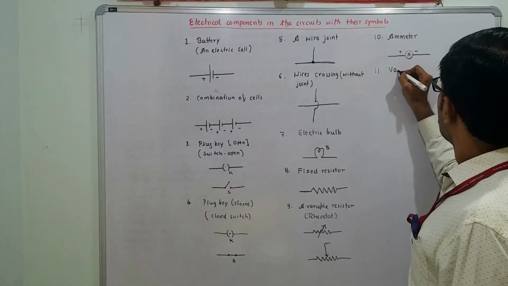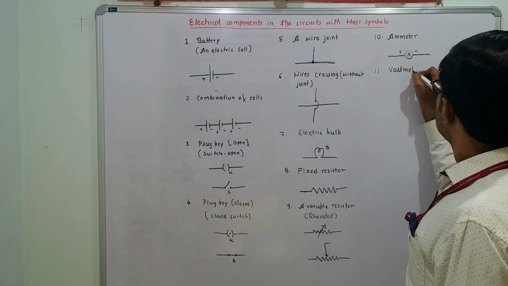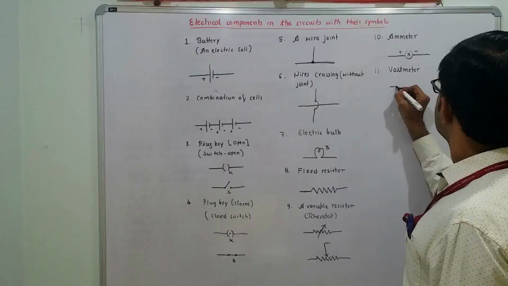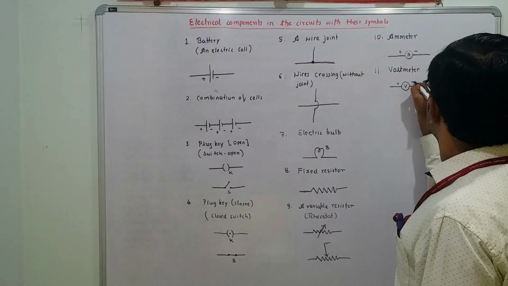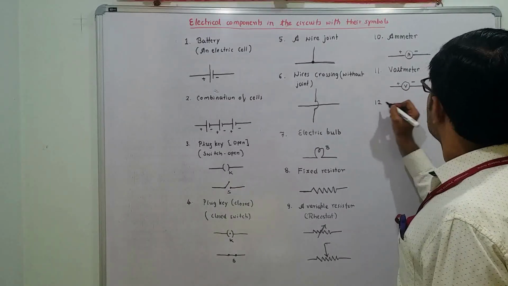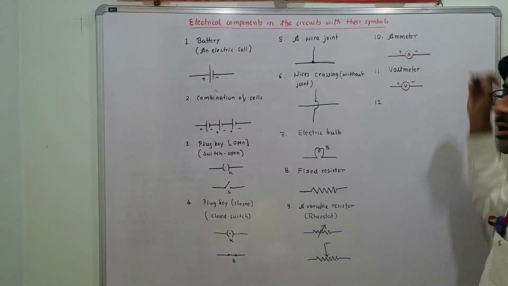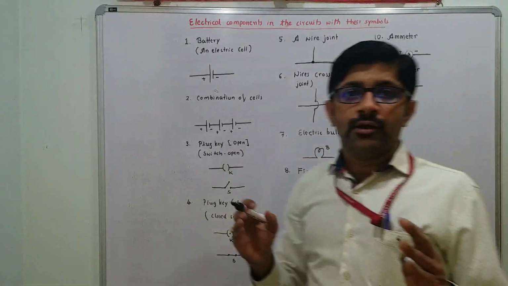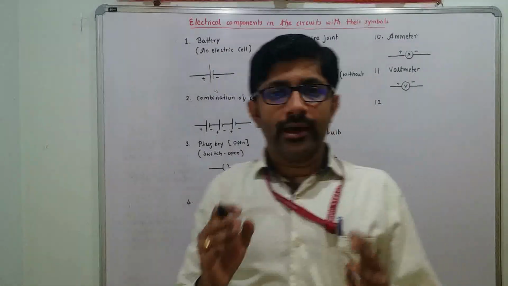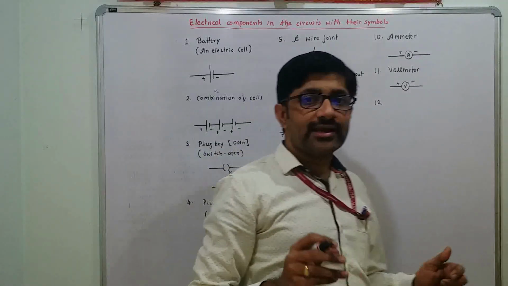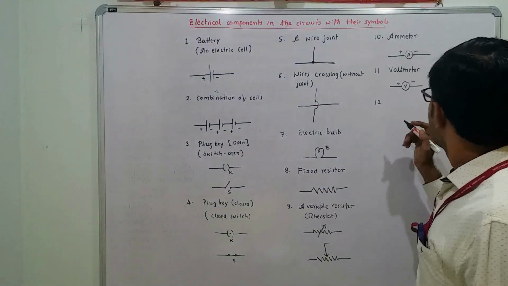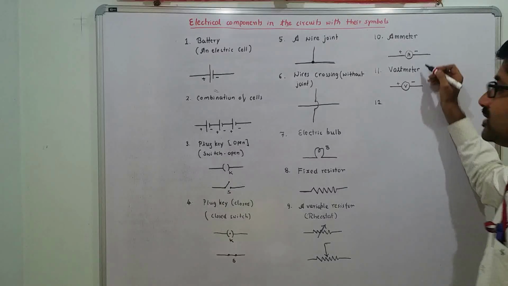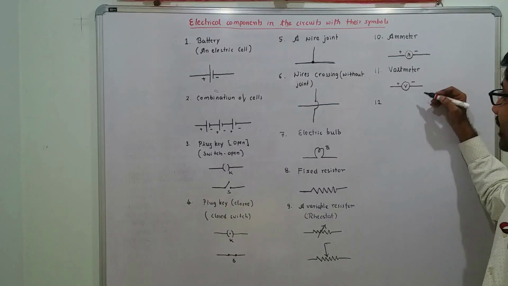Next, voltmeter. Voltmeter is the device to measure the potential difference, and this is symbolized like this. As we are already aware, an ammeter has to be connected through the wire, whereas a voltmeter is connected across the two ends of the wire. Means this is series, this is parallel.